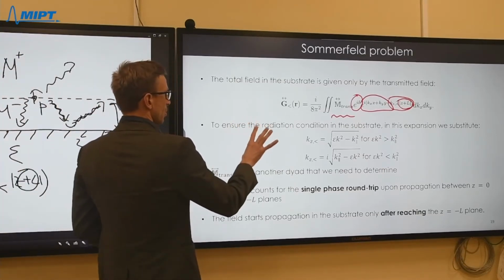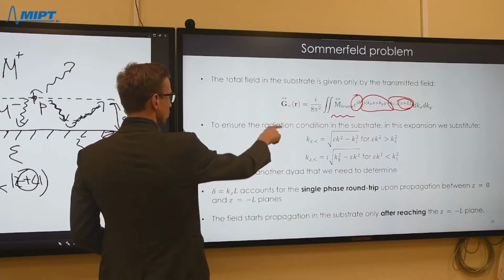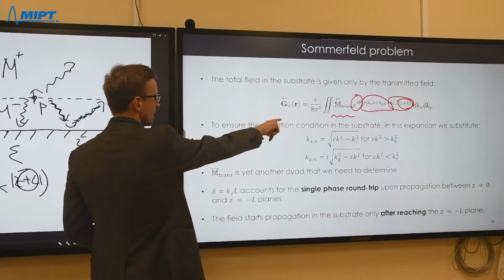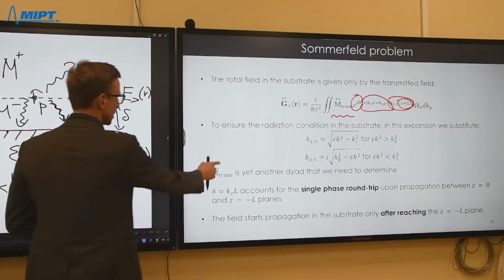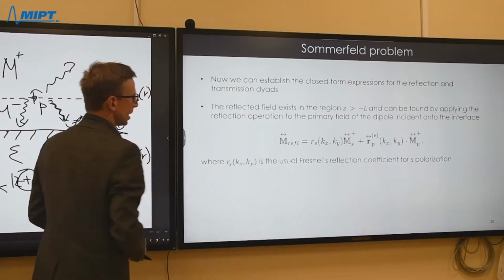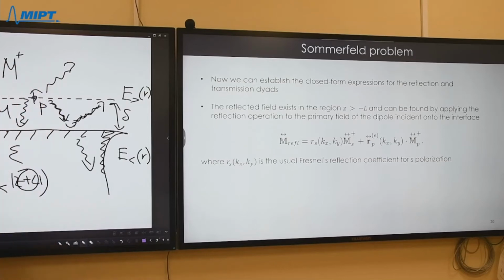So now we are in a position to actually determine these unknown dyads for the reflected fields and for the transmitted field. So let's do this. The dyad for the reflected field can simply be obtained by acting with reflection coefficients on the incident fields.